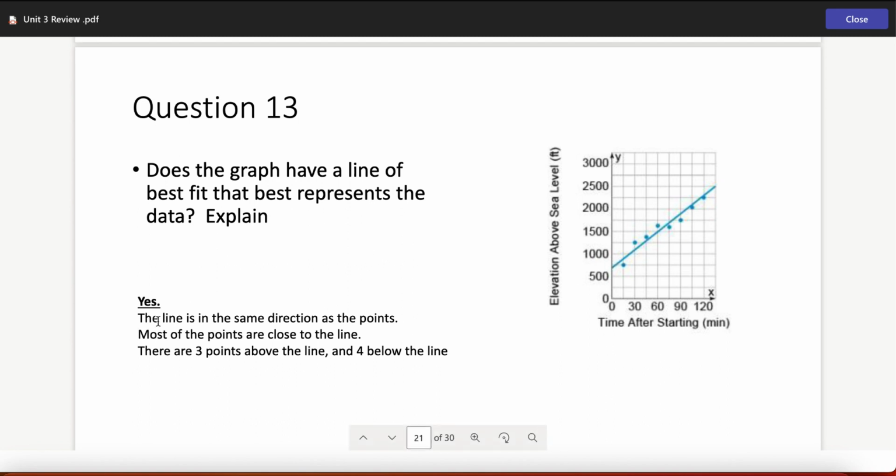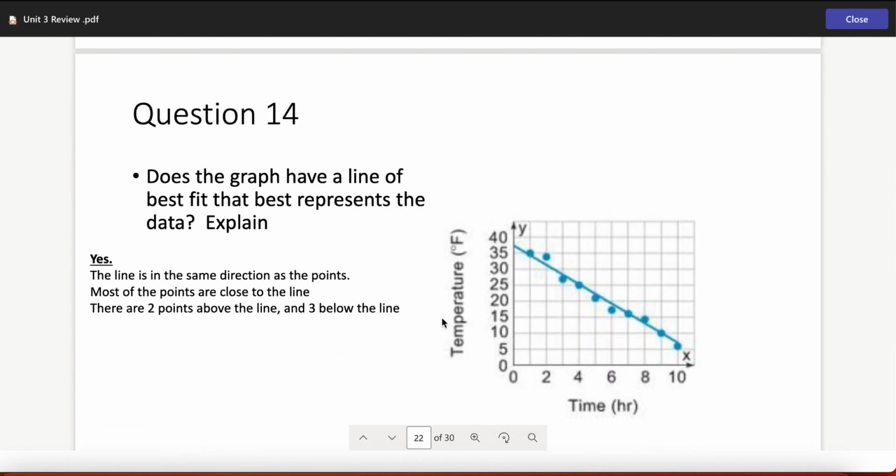So here it says yes. The answer is yes. The line is in the same direction as the points. Most of the points are close to the line. And what would you call it if the points are close to the line? It would be a strong linear association. But this is mostly talking about the line of best fit. There are 3 points above the line, and 4 below the line. So it has room to make a line of best fit between the points on the top and bottom.